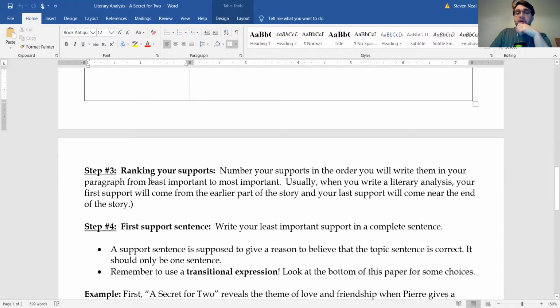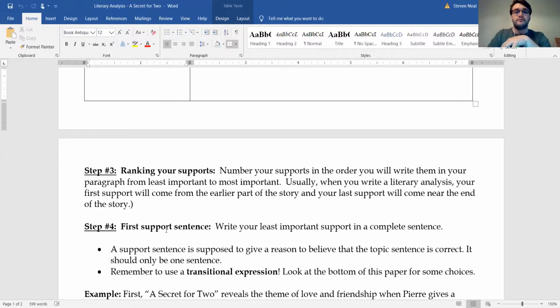Our next step, you're going to rank your supports. When I say rank, that means you're going to put them in order according to something. So we're going to number your supports in the order you will write them in your paragraph, from least important to most important. Usually when you write a literary analysis, your first support will come from an earlier part of the story, and your last support will come near the end of the story.